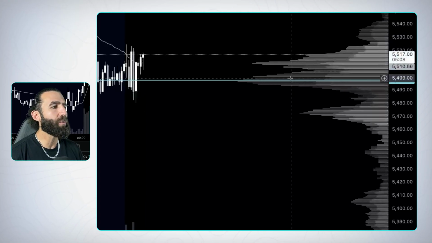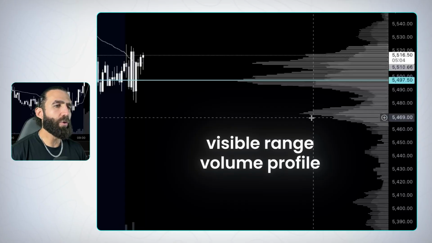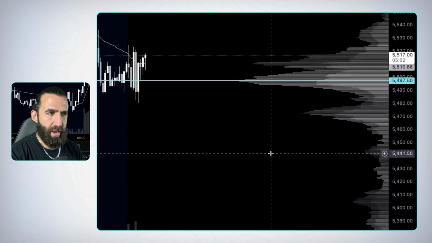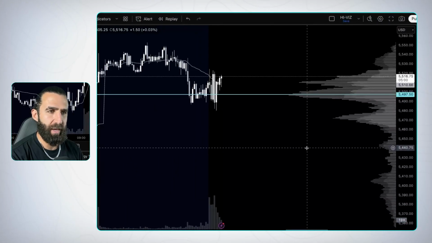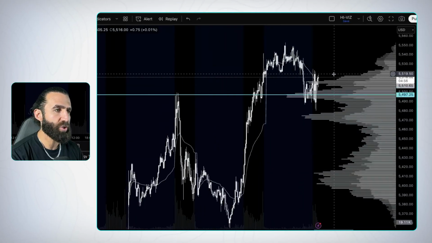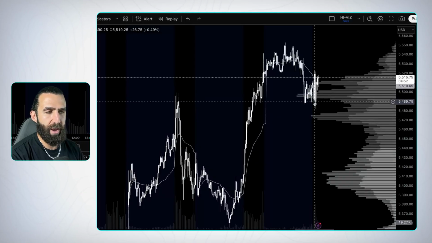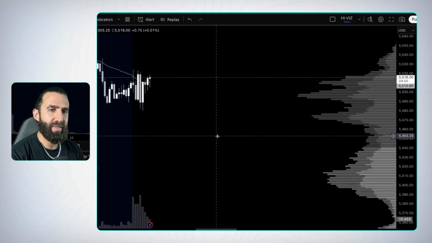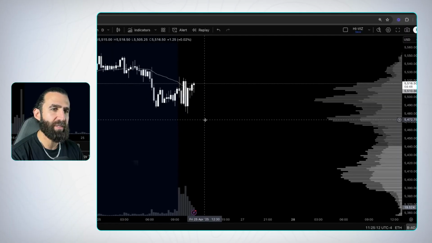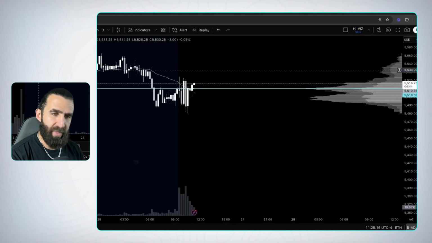What you're looking at here on the right-hand side of the screen is called the visible range volume profile. The reason it's called visible range is based on how it's displayed. If I display more or less price action and market structure, you can see the volume profile shift. Hence, visible range, right? If I zoom in like this and we only display this amount of price action and market structure, eventually it will reset and we are only displaying this within the visible range.